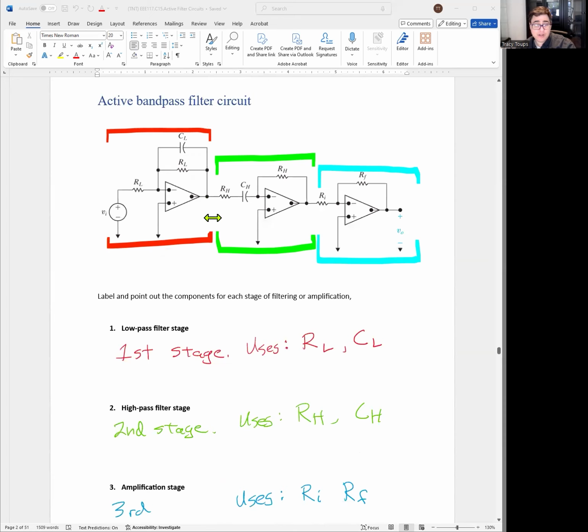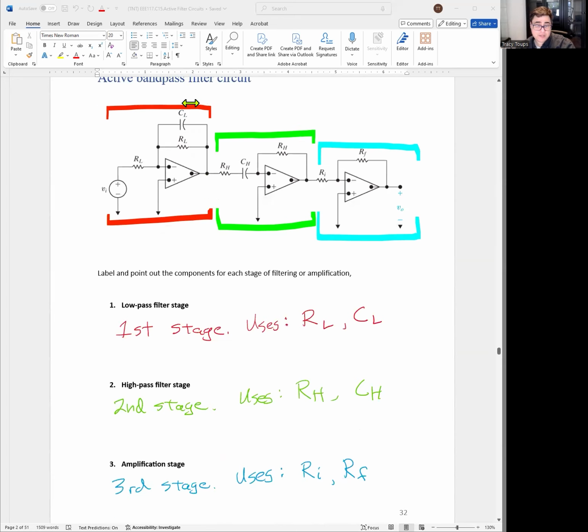So we can see circuit-wise, what does each one look like? Well, the first stage right here is literally the low-pass filter we talked about in the previous day, where we have an amplifier with a capacitor and resistor in parallel on the feedback side. So this is our low-pass filter. The signal comes in, goes through this RL, and then goes through the amplifier, which feeds back through CL and RL in parallel, and this will give us our first stage.